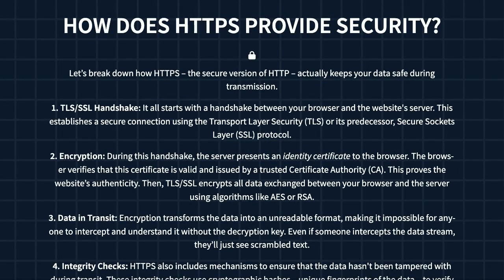Okay, let's talk about how HTTPS keeps things secure online. It all starts with a handshake between your browser and the website you're visiting. This handshake uses TLS or SSL to create a protected connection. The server shows its identity certificate, verified by a trusted authority, proving who it really is. Then, everything that's sent back and forth gets encrypted using strong algorithms like AES. Think of it like sending a message in code. And importantly, HTTPS also checks if the data has been altered during transmission, ensuring you're getting exactly what you expect.